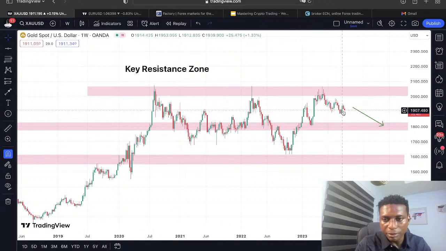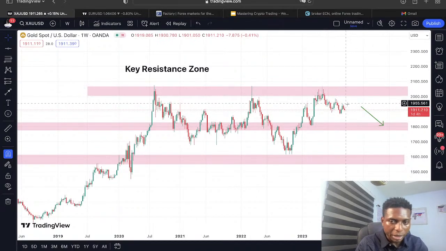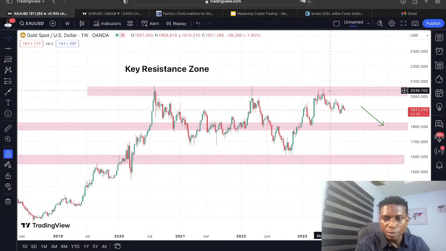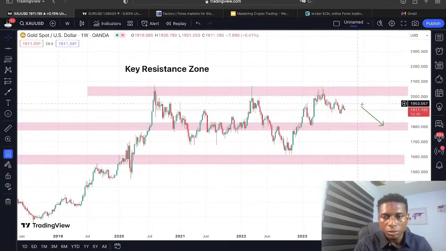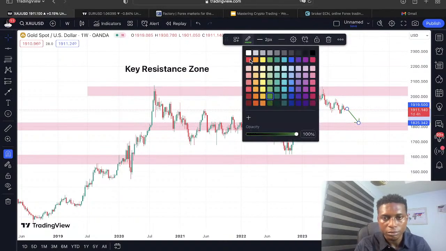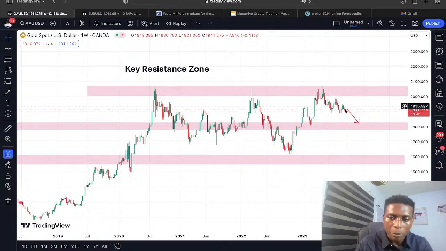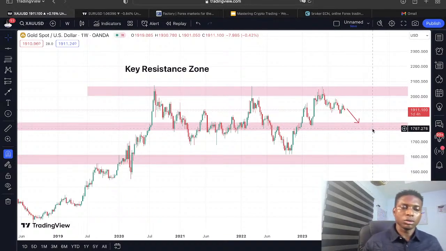Now the weekly time frame. As you can see from here, the weekly time frame is also bearish. Price has been creating a lower low. So from here we can project gold coming down to this level. We can project gold selling off and touching the next support level.